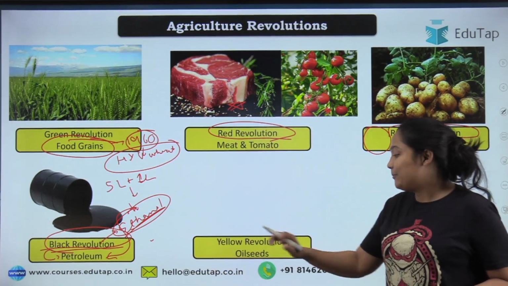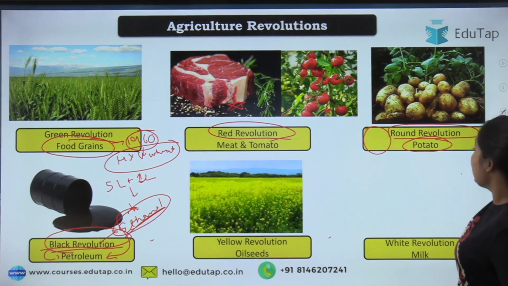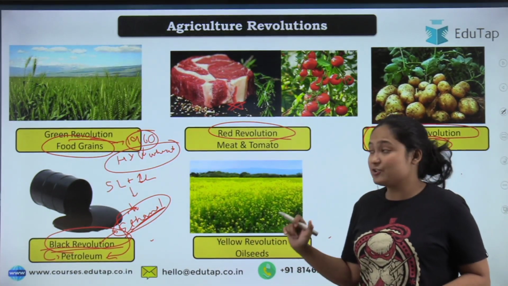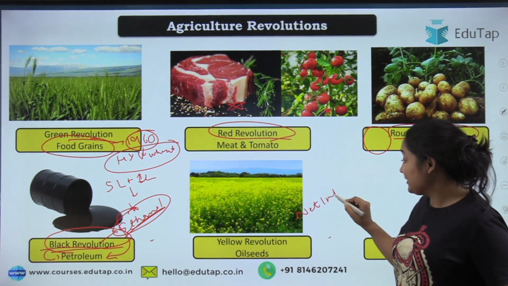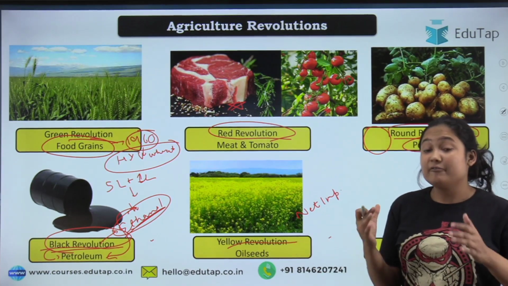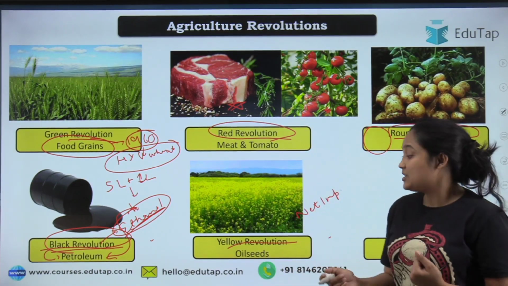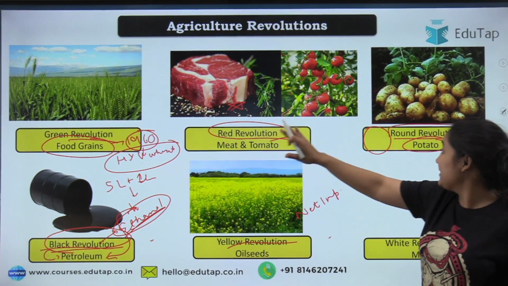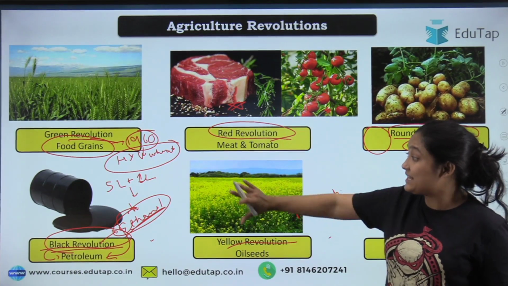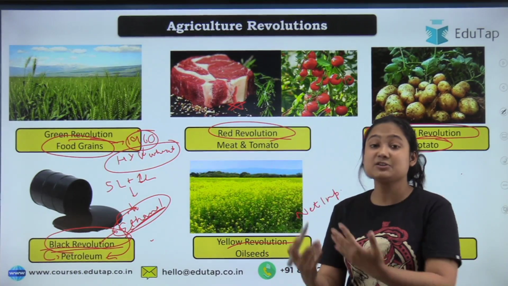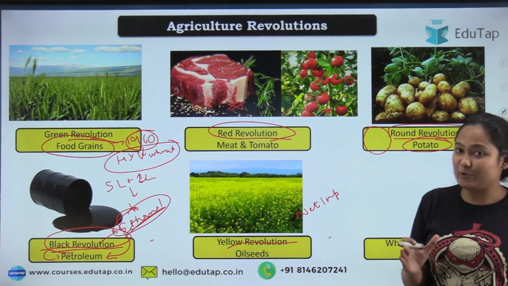Okay, now talking about yellow revolution. Yellow revolution again deals with your oil seed, and even in the case of yellow revolution, we were a net importer, but after yellow revolution, we not only became self-sufficient, we also started exporting the products. So that's why green revolution, red revolution, round revolution made us self-sufficient, and not only self-sufficient, we also started exporting to other countries. That's why your revolutions are very important for your exam.